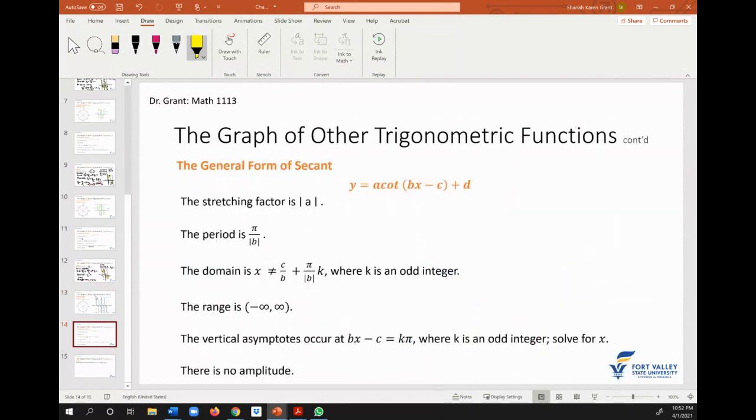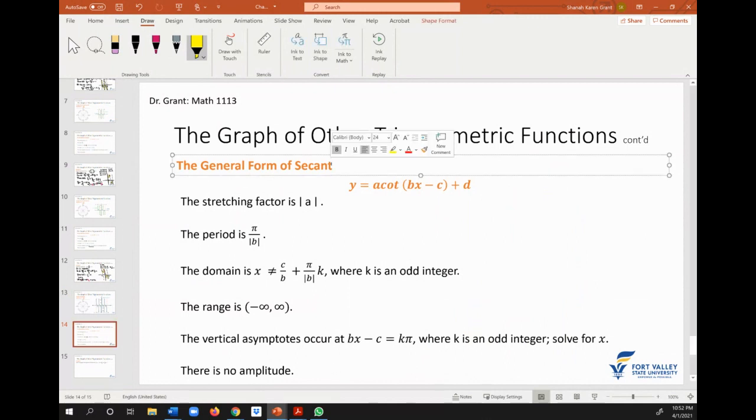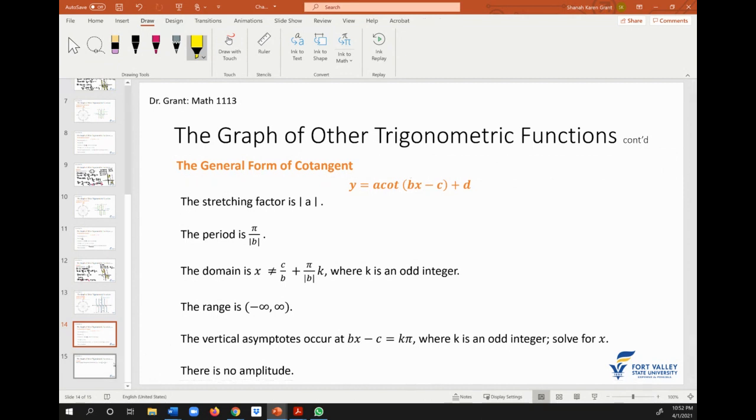So of course, everything is roughly the same, mostly the same as for your secant graph here. Actually, this is supposed to be cotangent. Here we go. And so when you're doing your vertical asymptote, it's the exact same thing. You're going to set whatever is in this parentheses here equal to k pi.